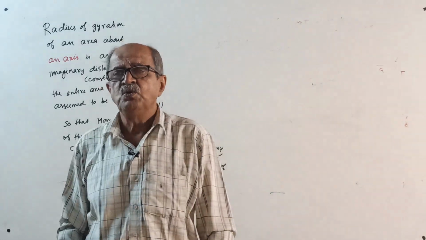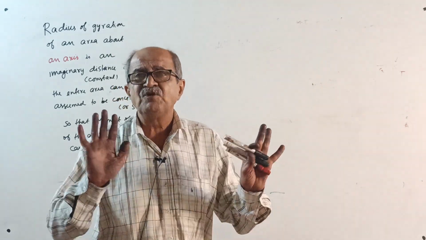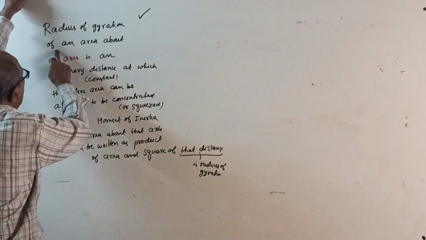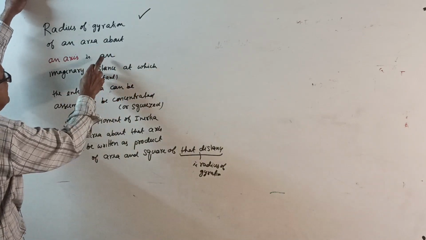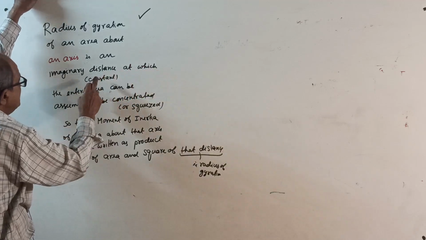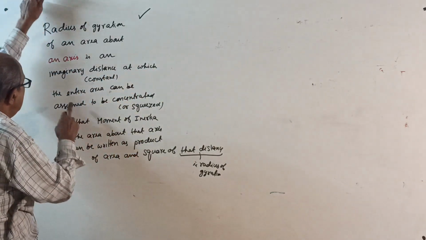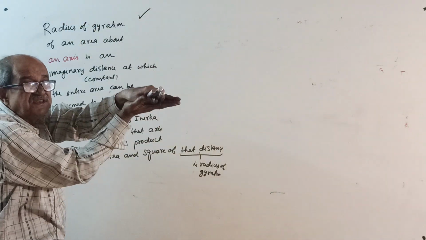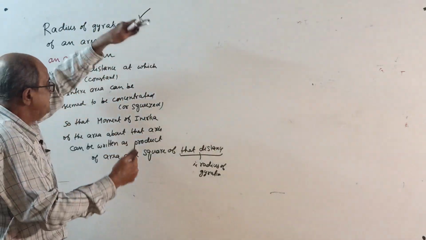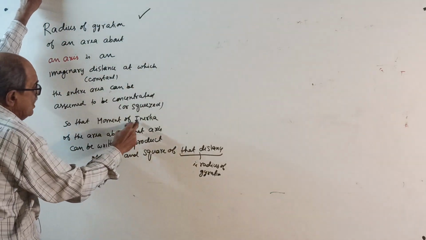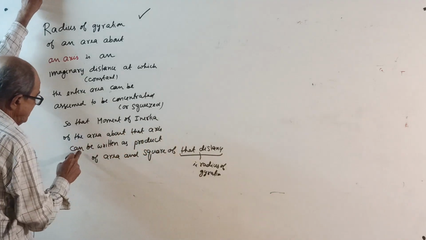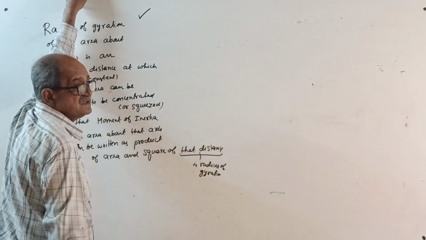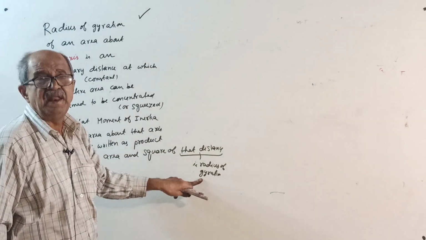So now, back to the subject. Now required for everybody. Radius of gyration of an area about any axis is an imaginary constant distance at which the entire area can be assumed to be concentrated or squeezed, so that the moment of inertia of the area about that axis can be written as the product of the area and the square of that distance. That distance means radius of gyration.